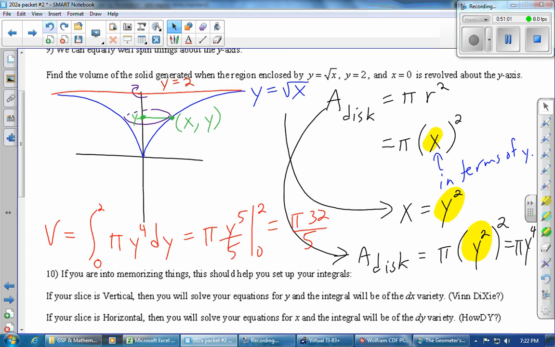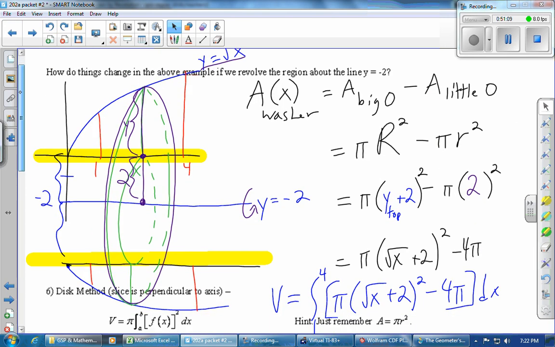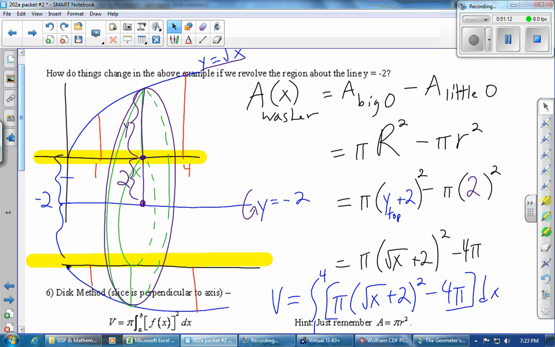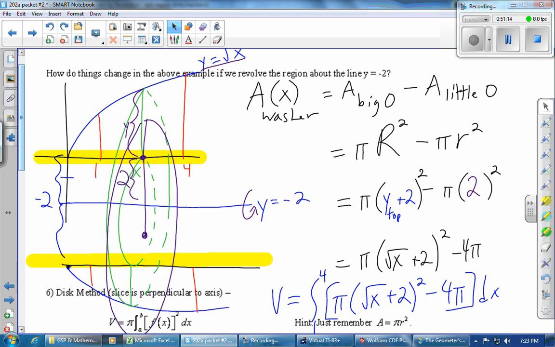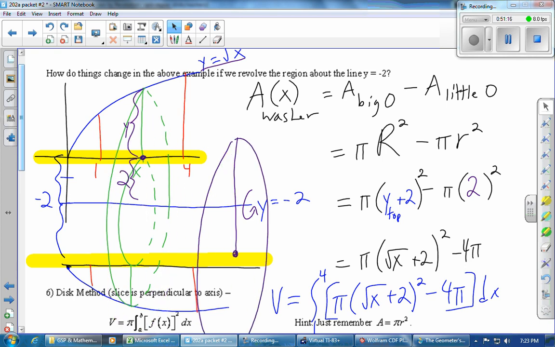All right, number 10. If you're into memorizing things, this should help you set up your integrals. If your slice is vertical, not this example, but previous examples. So here our slice was that purple thing, or I guess ultimately it was a green thing. That was our slice, this green line right here.